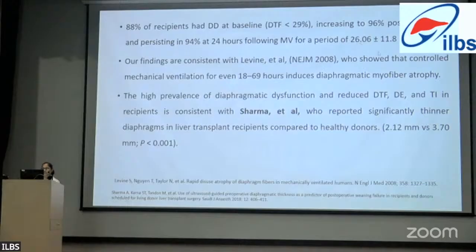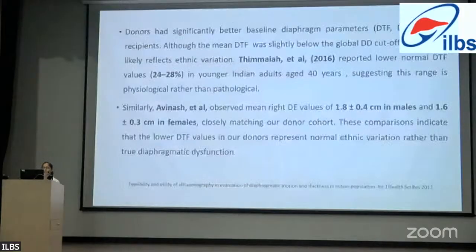These findings of our study are consistent with Levine et al., who showed that controlled mechanical ventilation, even for 18 to 69 hours, induces diaphragmatic myofiber atrophy. This prevalence of diaphragmatic dysfunction and reduced diaphragmatic dynamic parameters in recipients is consistent with the Sharma et al. study, who reported that significantly thinner diaphragms are noted in liver transplant recipients compared to healthy donors.